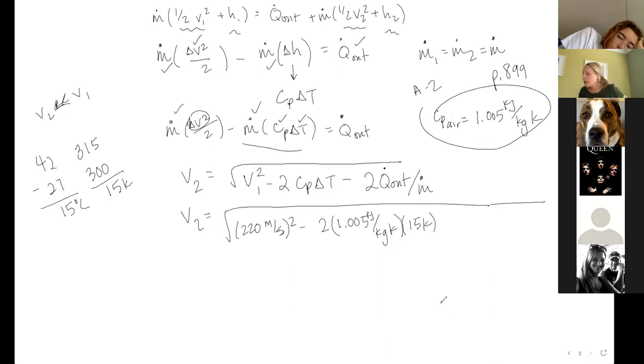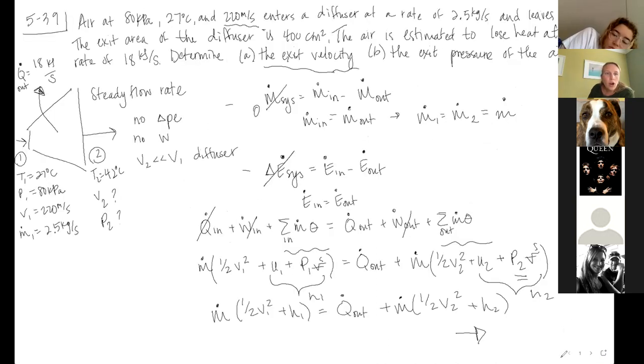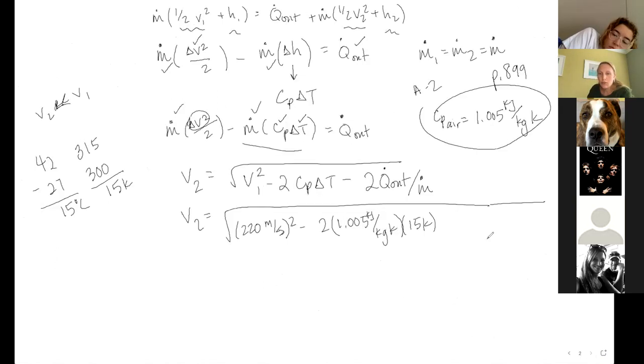times 15 Kelvin, and then minus 2 Q out over m. Our Q out is 18 kilojoules. So minus 2 times Q out, 18 kilojoules per second, divided by a mass flow rate of 2.5 kilograms per second.